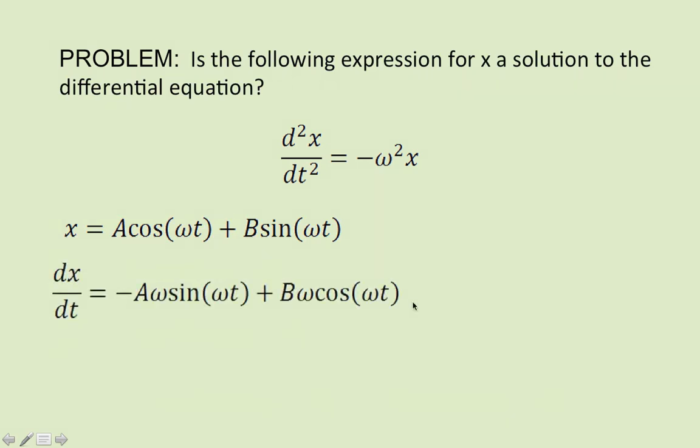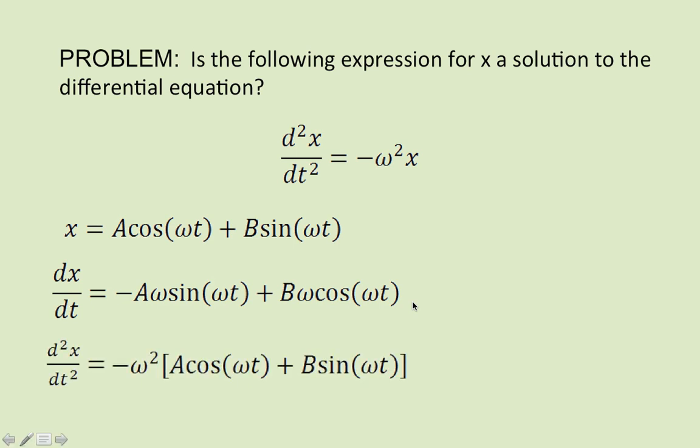To check the solution, we'll first find the first and second derivatives, and then we'll plug them back into our original equation. If we do this, we see that our x times negative omega squared is equal to our second derivative, so we know that it works. But some of you might be thinking, well, hey, wait! What is going on? Are there two solutions to this one differential equation? Well, it turns out that actually this solution is completely equivalent to the last solution. So no, there's only one solution.